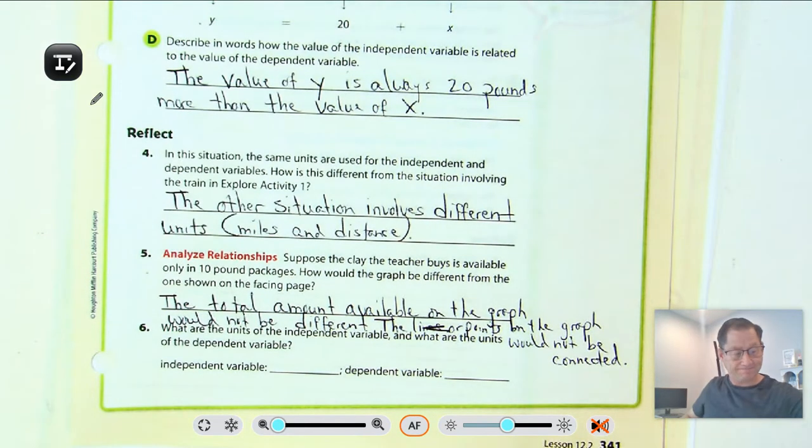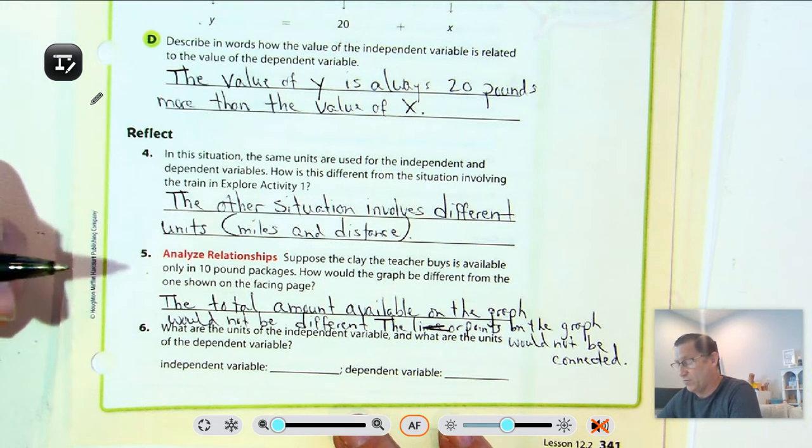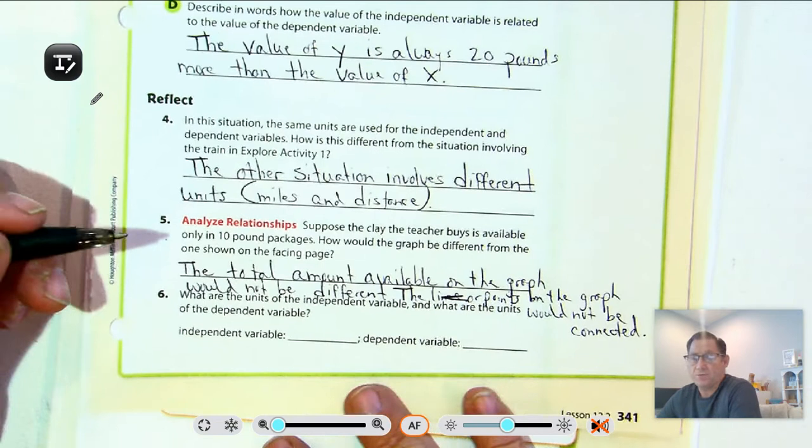All right, number six. So what are the units of the independent variable and what are the units of the dependent variable? Well, they're both in pounds.